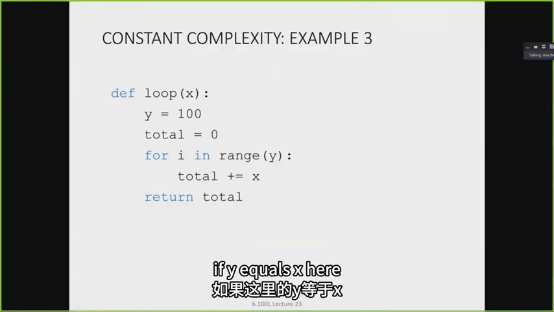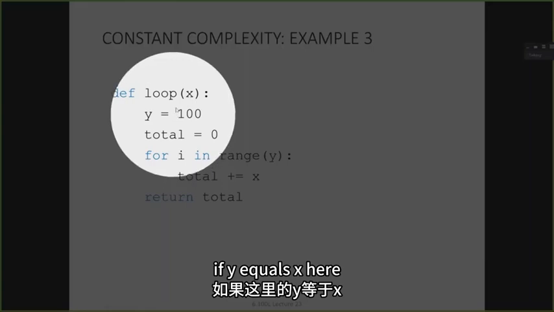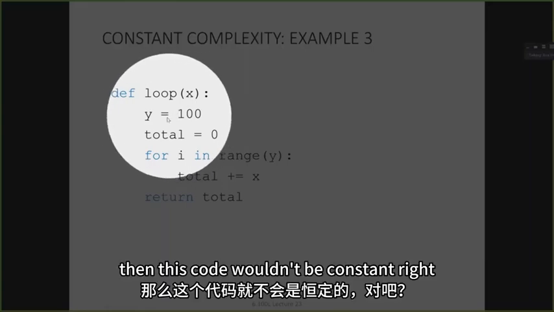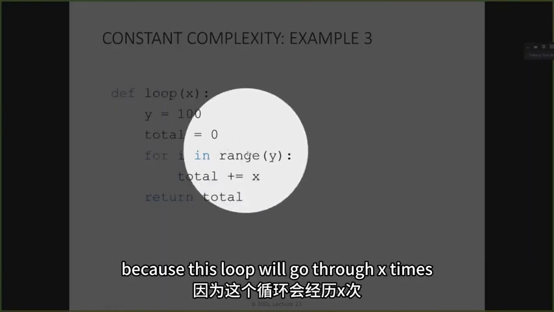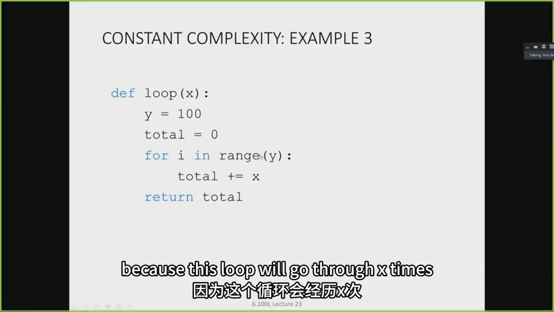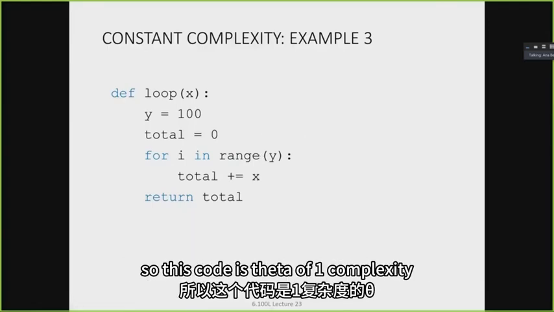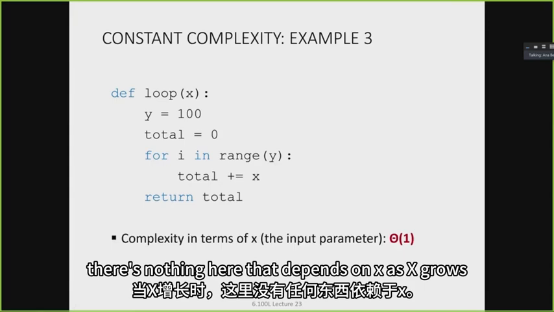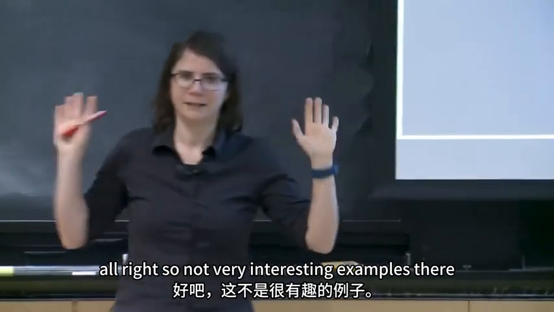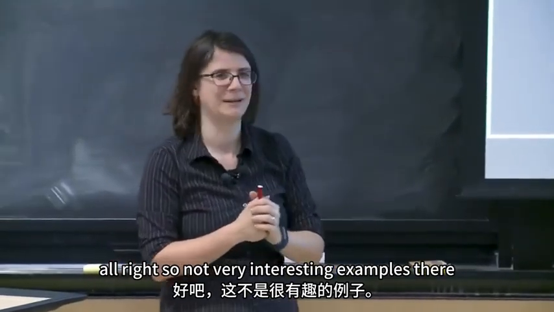If y equals x here, then this code wouldn't be constant, right? Because this loop will go through x times. But here, y is just 100, so this code is theta of 1 complexity. There's nothing here that depends on x as x grows. All right, so not very interesting examples there.